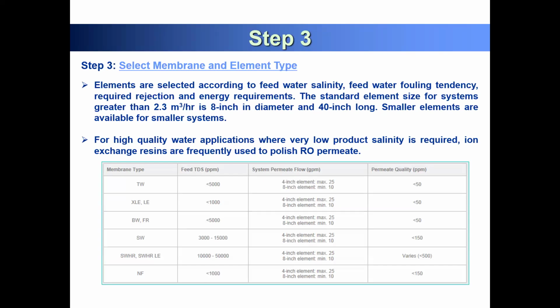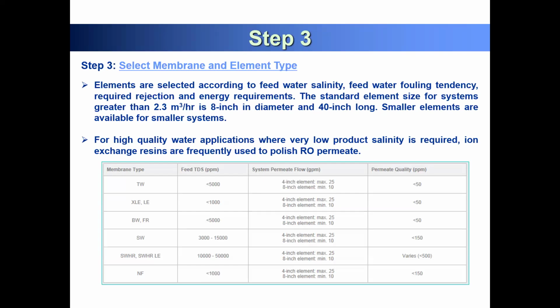The elements are selected according to feed water salinity, feed water fouling tendency, required rejection, and energy requirement. The standard element size for systems greater than 2.3 cubic meters per hour is 8 inch in diameter and 40 inch long. Smaller elements are available for smaller systems. So when you have a large capacity, more than 2.3 cubic meters per hour, your diameter requires 10 centimeters, 8 inch.